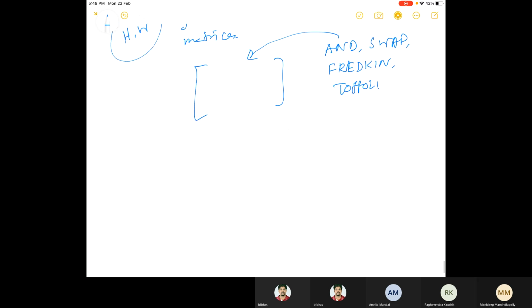Now we'll talk about quantum gates. In fact, you'll see the quantum version of the classical NOT gate, not exactly the classical NOT gate. We'll talk about it. We'll see that. So let's say quantum gates.